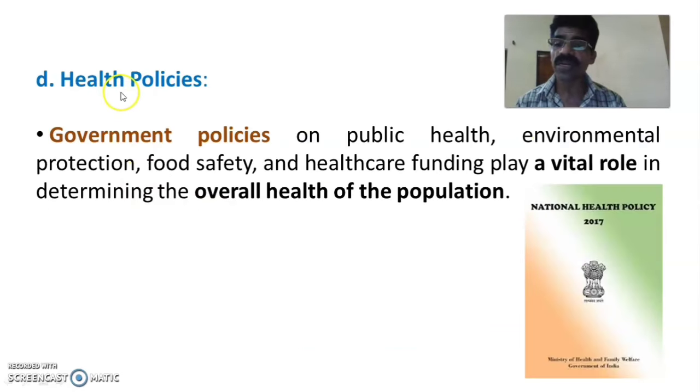Fourth one is health policies. There are many health policies and health acts to protect the people and public. For example, government policies on public health, environmental protection, food safety, health care, and budget for health care, that is health care funding, all play a vital role in determining the overall health of the population. So the overall health of the population or citizens of the country depends upon government policies such as policies on public health, environmental protection, food safety, and health care funding. So different health policies in the country or state also influence the health of the people. That is about how government health policies influence the health of the people in the country.